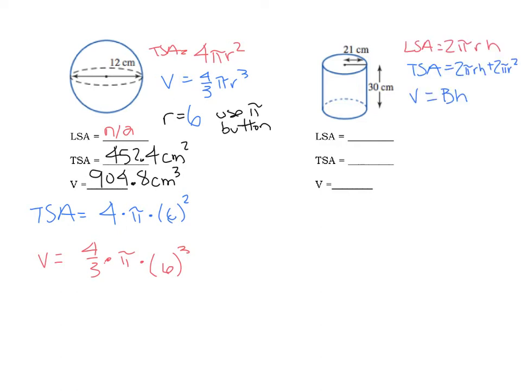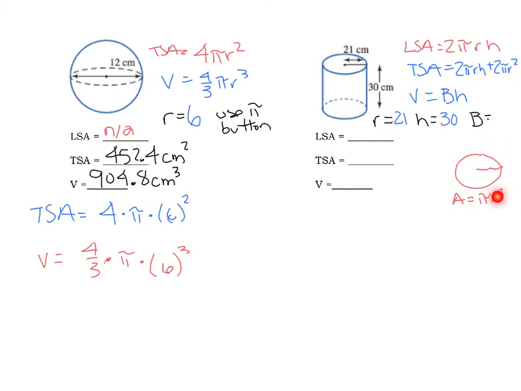All right, so based on this cylinder, hopefully you can see that the circle shape is the base of the cylinder. So we're looking for all three things: lateral surface area, total surface area, and volume. So what do we need to know? First we need to know what the radius is, what is the height of the cylinder, and then B, which stands for the area of the base. So the radius is given to us as 21. The height is given to us as 30.